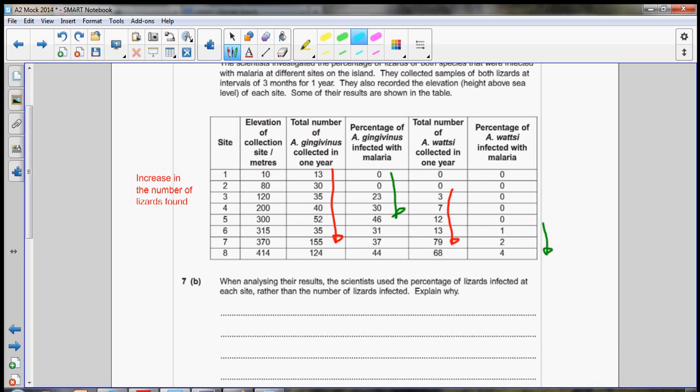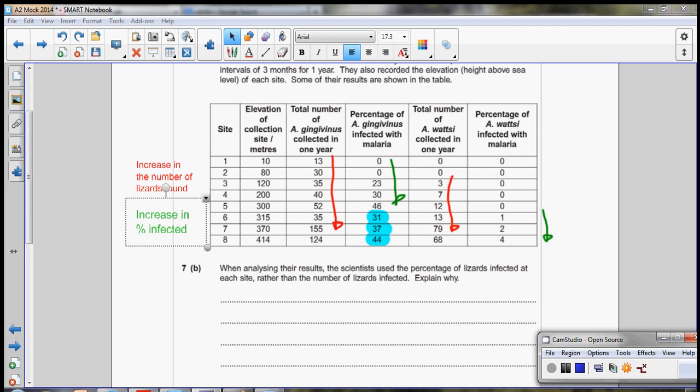You do need to be careful when you're looking at trends in tables that you don't just look at the first part of them. I'm sure a lot of people doing this question will have missed the fact that these last values here are actually lower than the value for 300 metres, and it does decrease a little bit after that peak. In general though, it is fair to say that as elevation increases there does seem to be an increase in the percentage of lizards infected with malaria.